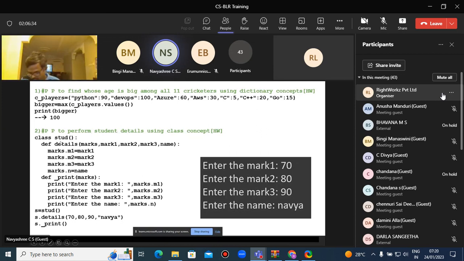Here I have created a class called student. So the details we need to get are marks 1, marks 2, marks 3, and the student name. Marks 1 is going to get stored in marks.ev1, mark 2 will get stored in marks.ev2, mark 3 will get stored in marks.ev3, and the name will get stored in the name variable.